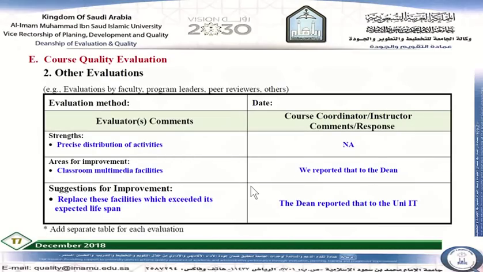And the next part, we have the course evaluation from other sources, like other faculty members, or leaders, or reviewers, etc. And we write here the strengths, or the points of strength, and also the areas for improvement. As you can see here, they suggested the classroom multimedia facilities. Also, suggestions for improvement: replace these facilities which exceeded their expected lifespan. Here also we write the instructor or coordinator's response to these suggestions.